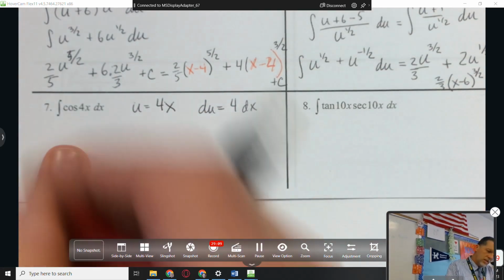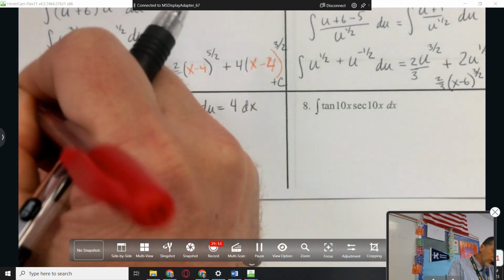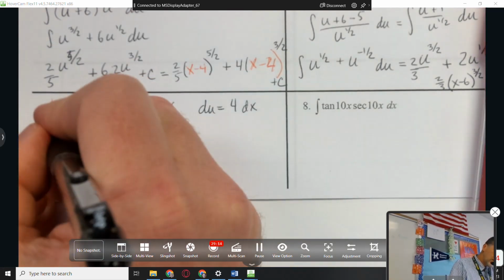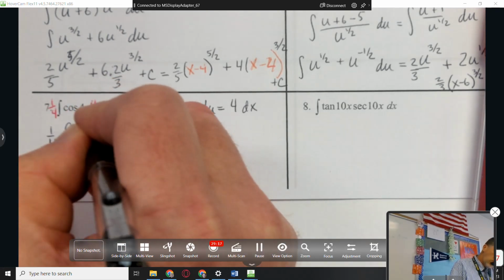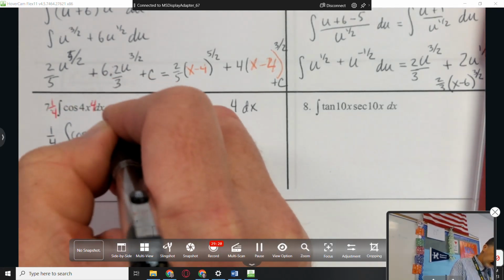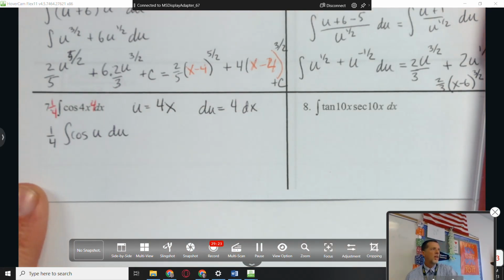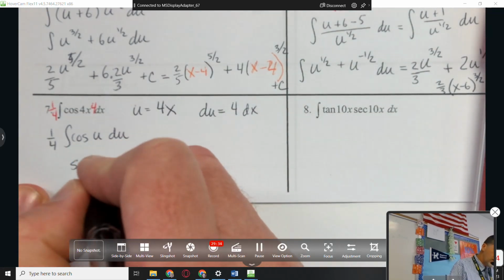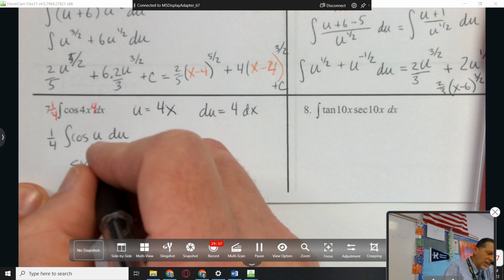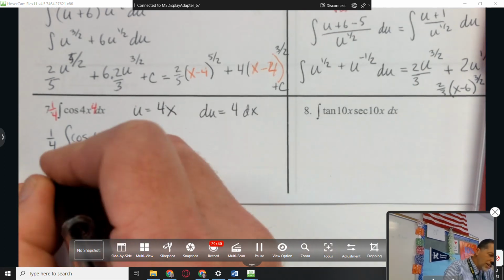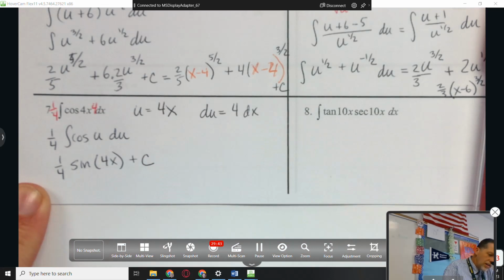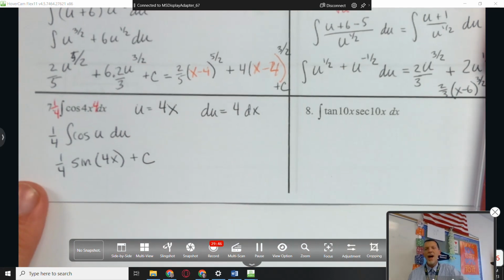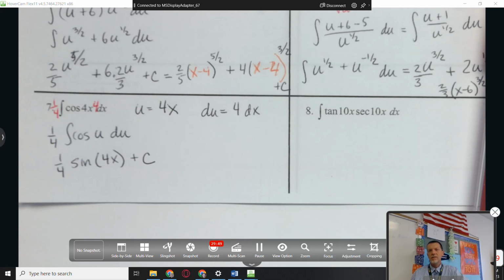You multiply it by 1/4, so you can multiply it inside. So I need a 4 on the dx, which means I need a 1/4 out front. And now I need the antiderivative of cosine. Negative sine. Definitely sine. Is it positive or negative? Negative. Oh, wait, antiderivative? The antiderivative of cosine would be positive sine. And I'm going to go ahead and plug in the 4x. So that one wasn't bad because the only thing we needed to fix was the 4.